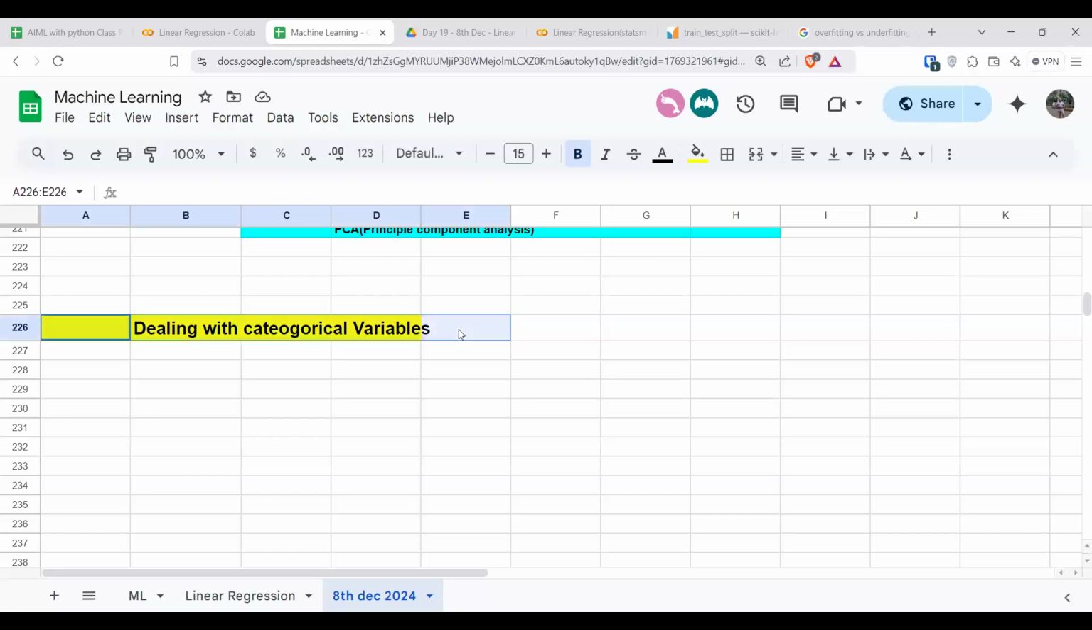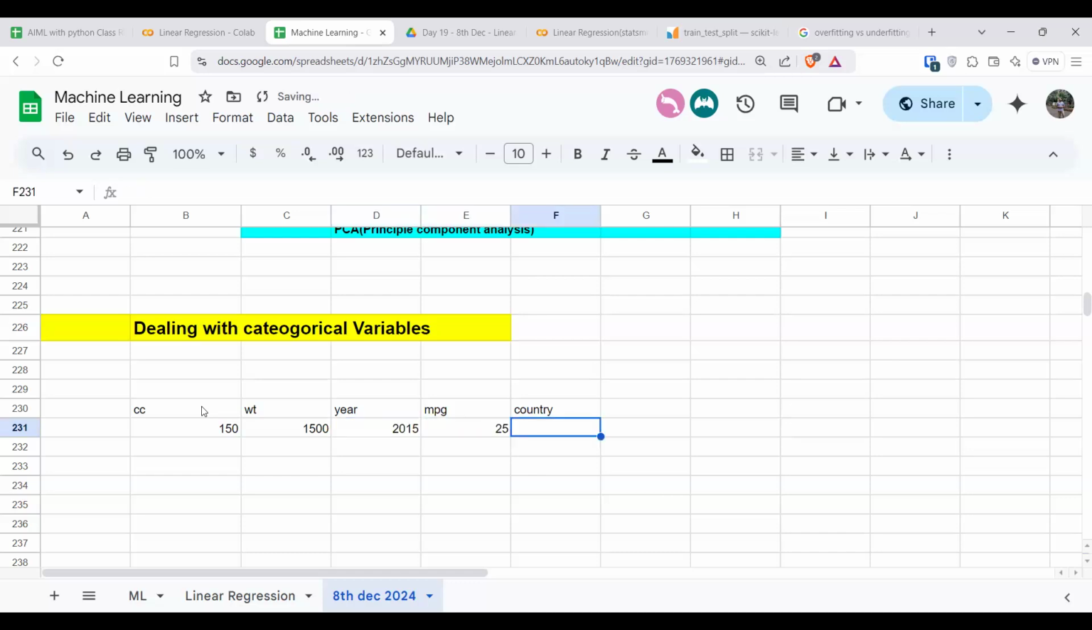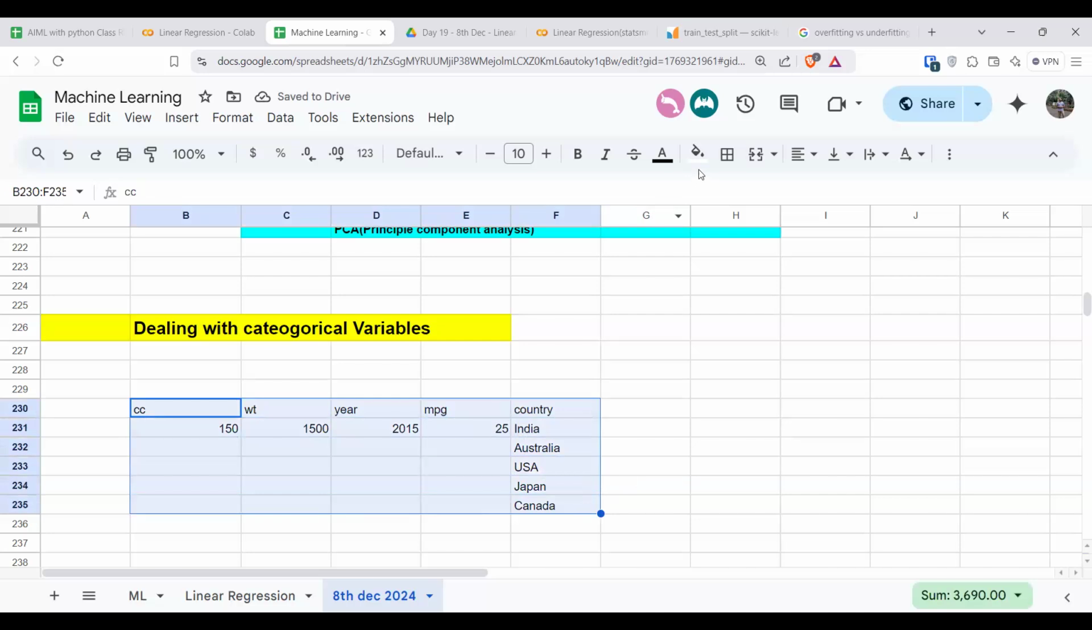Yes. So what we were discussing is dealing with the categorical variables. So how do you deal with the categorical variables? Suppose you have data. Let's say you have car CC, car weight, car year, car mileage, and car country, right? As you know, your machine learning model only needs numerical data, right? So CC is numerical, weight is numerical, year is also numerical, 2015, 2010, 2014. Mileage is also numerical, but country, let's say we have countries like Australia, India, USA, Japan, and Canada, right? Apart from this, you don't have any countries in your data, but this is not numerical. That is your categorical data.